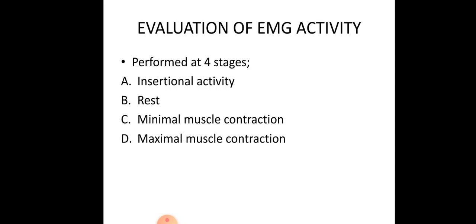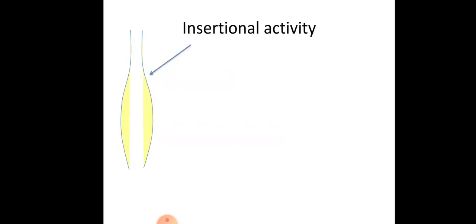After resting, you ask the person to minimally contract the muscle, so that you can visualize the difference between minimal contraction and maximal contraction. The last part is, of course, the maximum muscle contraction. Let's look into how this looks. I already told you about insertional activity: first the patient is asked to relax the muscle. The needle is inserted into the muscle. At this time, the electromyographer observes a spontaneous onset of potential, which is possibly caused by the needle breaking through the muscle fiber membrane.